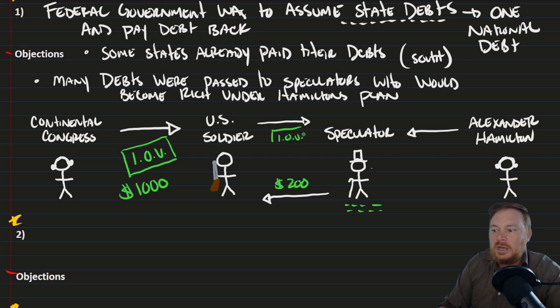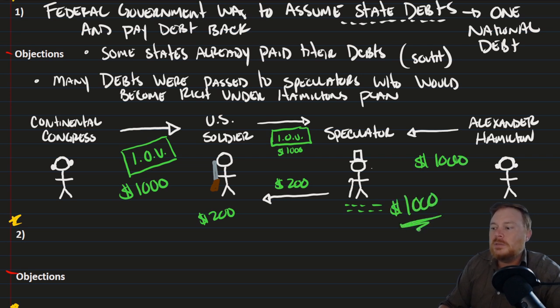And so what had happened in the meantime, before Hamilton got his plan or before the US Constitution was written, a lot of these debts had been passed on to speculators at a discount. So the soldier ends up with $200. Now Hamilton comes along and says, look, we're finally going to pay our debts back. So now $1,000 is going to these IOUs, and who gets that $1,000? Well, it's the people that had bought up the bad debt. It was the rich, the wealthy, the elites and the powerful.